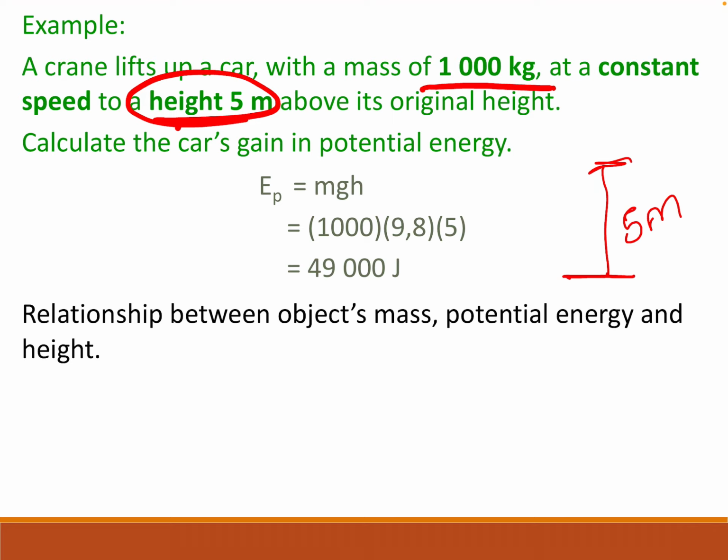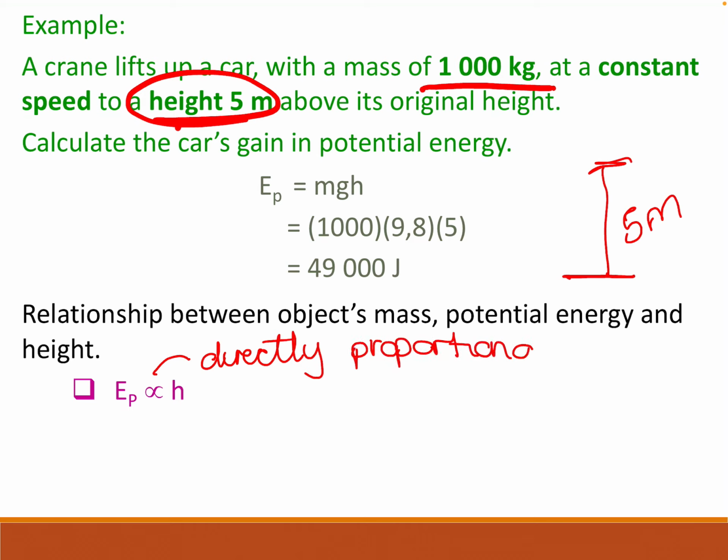So what does that mean? The relationship between an object's mass, potential energy, and height is the following. EP is directly proportional to h, and this sign means directly proportional. What that means is if I double the height, I'll double the potential. If I halve the height, I'll halve the potential. So potential depends on height, and whatever I do to height, potential will do the same. If I double one, I double the other. Potential is also directly proportional to mass. If I double the mass, I will double the potential. If I halve the mass, I will halve the potential. So they increase and decrease by the same factor.